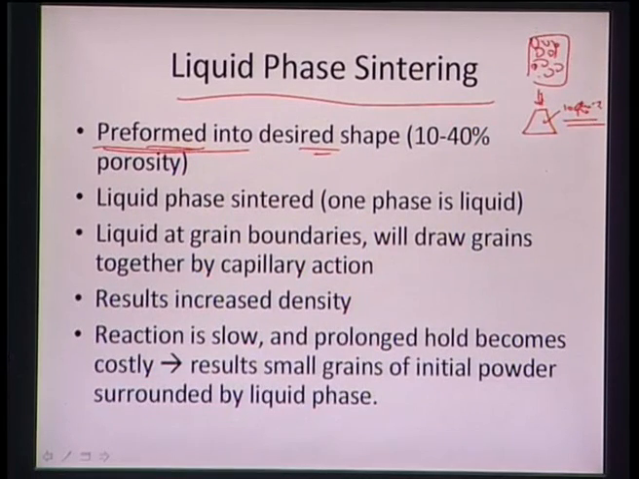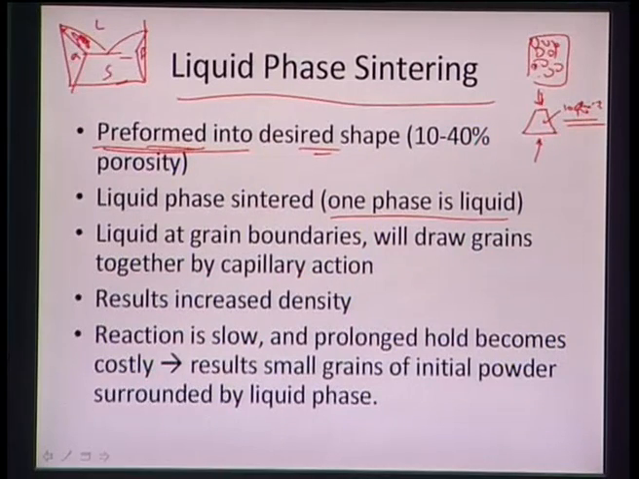Then we heat it to a certain temperature so that one phase remains liquid. If we go to a phase diagram for a binary system, we will see that in one of the regions we have liquid, we have solid, we have alpha, we have beta. In this particular regime, we will have liquid plus alpha. So we will take the material to that regime where we have at least one phase which is liquid, and then we let it sinter.